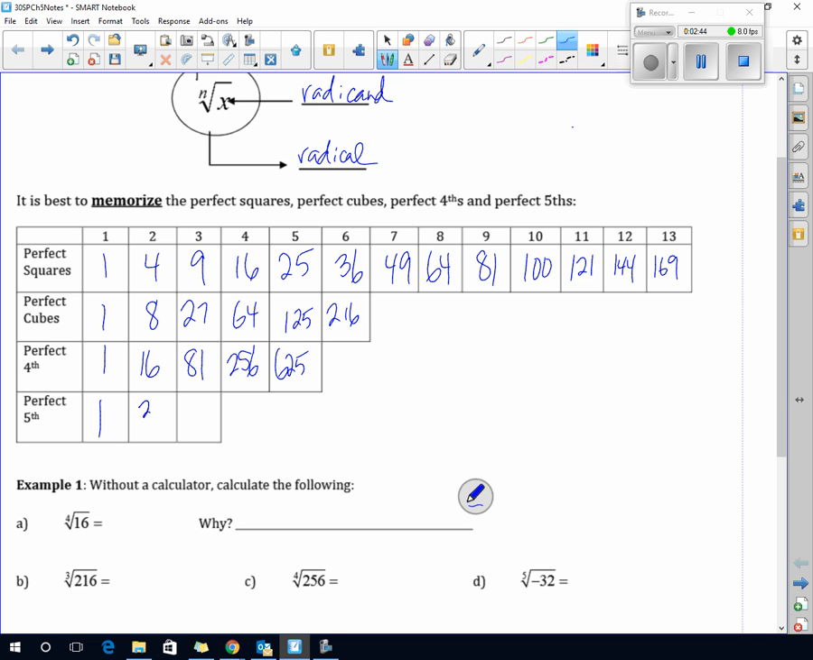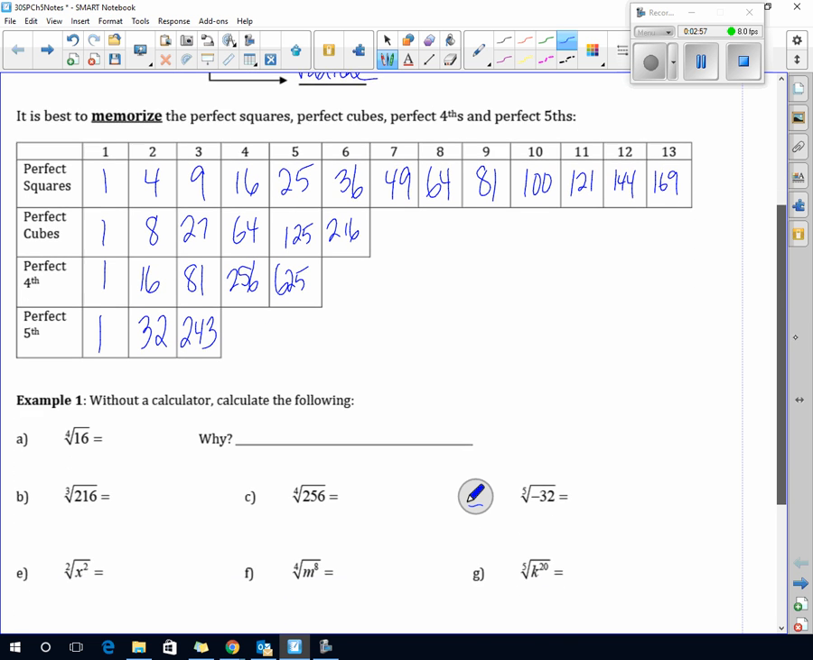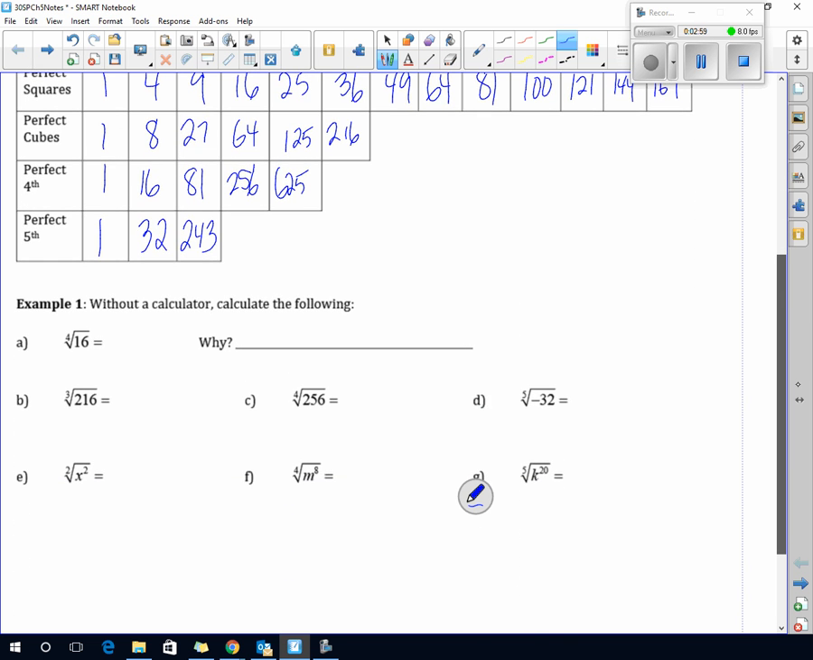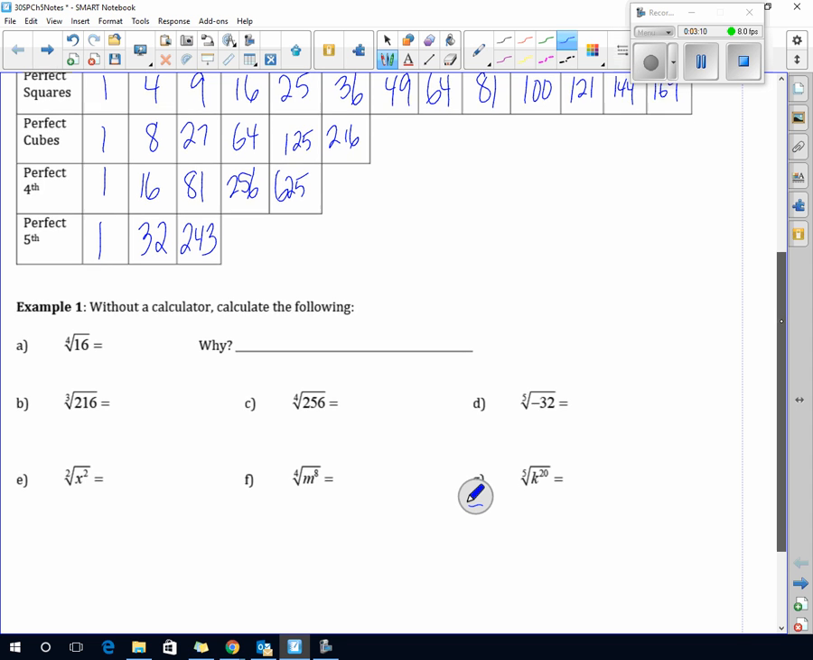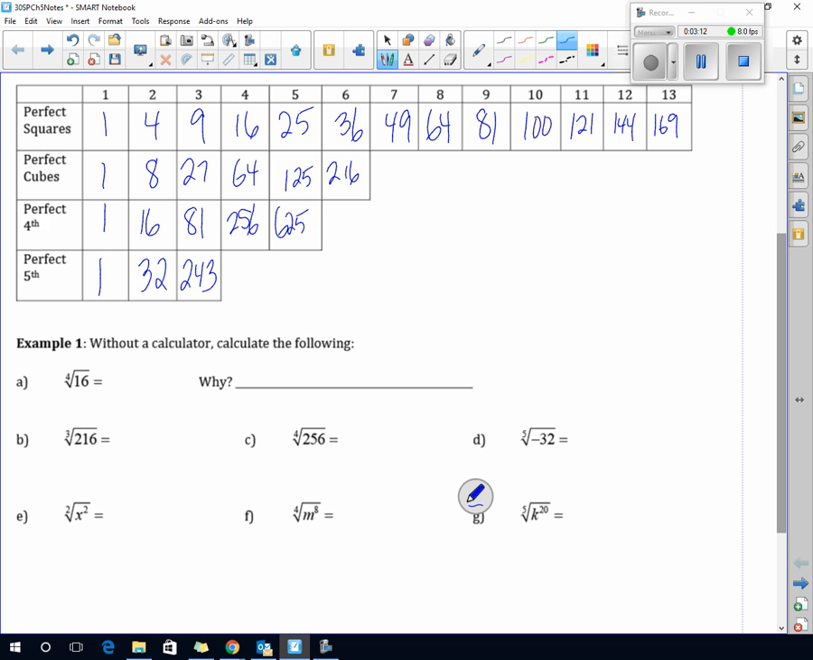Okay, so we're going to, without a calculator, calculate the following. What is the fourth root of 16? It's 2. And the reason is that 2 times 2 times 2 times 2 equals 16. Does everybody see what the fourth root means? What number times itself 4 times gives me 16?